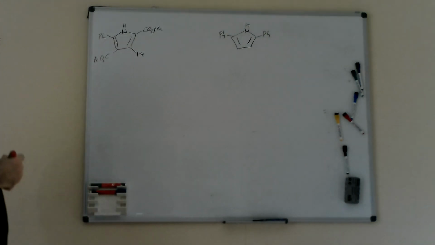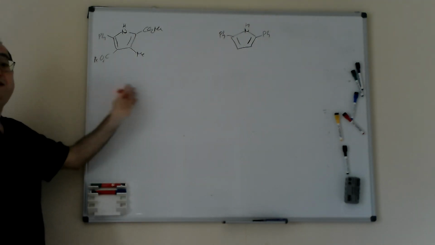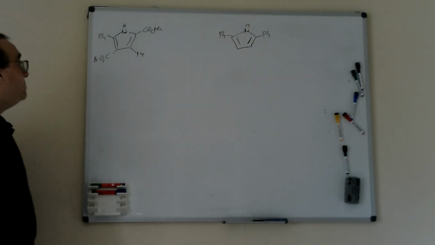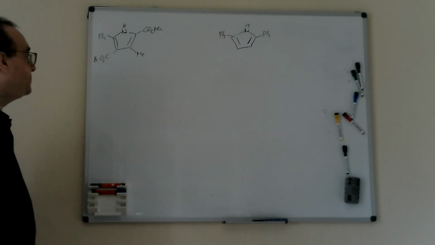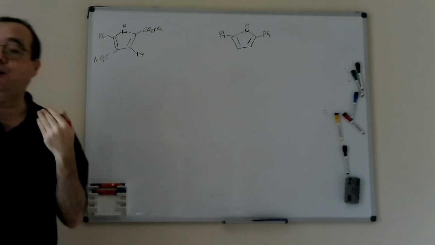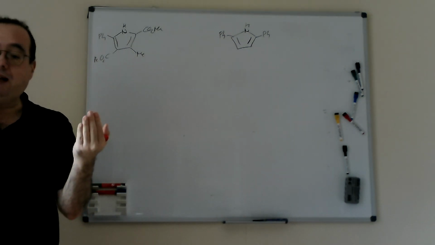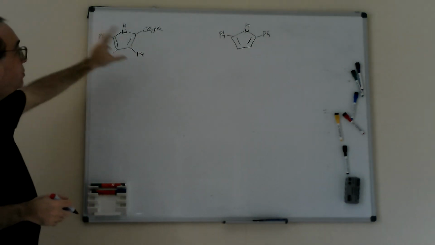Well, first of all, we have to decide which method we are using to synthesize each pyrrole. That is important in order to get fast the answer. Well, in order to differentiate between the two syntheses of pyrroles that we know, that basically is the Paal-Knorr and the Knorr synthesis, what we need to do is take a look at the substituents.